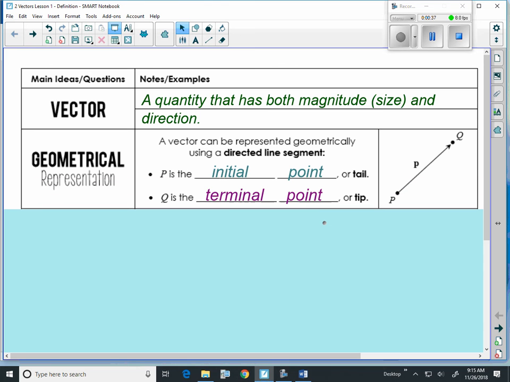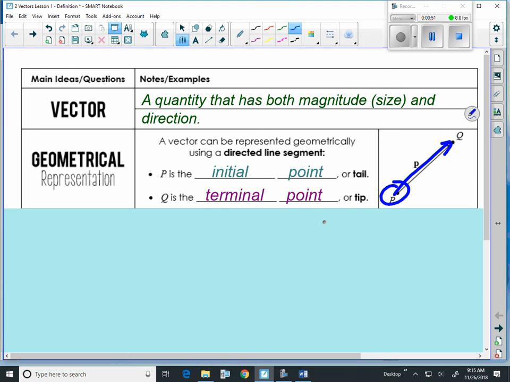When looking at a vector, okay, so here's our vector here. Focus on point P. It has a solid point at it. That is your initial point. Then, as this vector goes, it has an arrow at the other end where Q is at. That's called the terminal point. So where the regular point is at, that's your initial. Where the arrow is at, that's your terminal point.